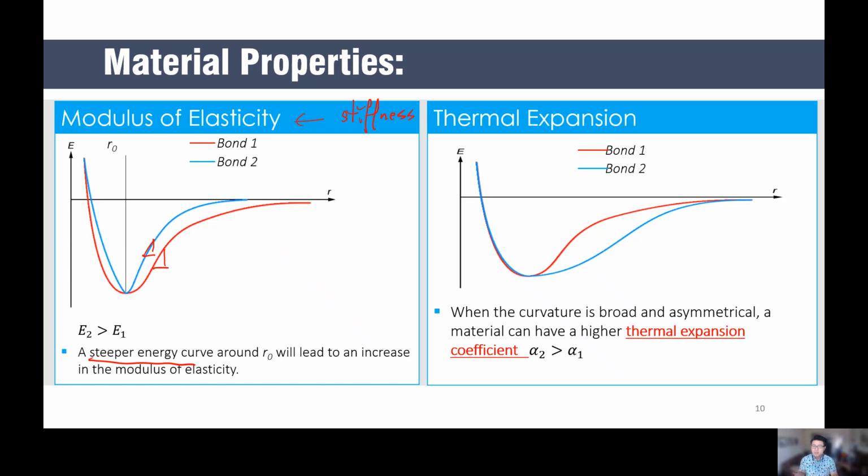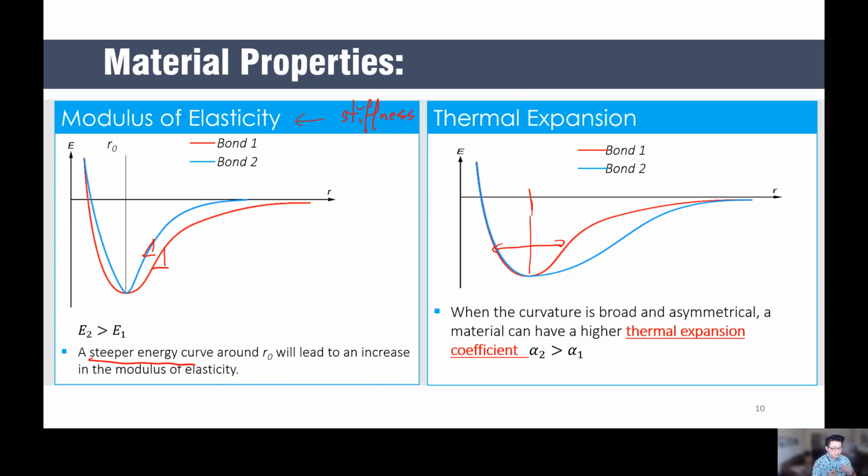So why does one material have a different thermal expansion coefficient from another? That's related back to the curvature of the curve. We won't go too much into it here. I just want to give you an appreciation. But if a material has a symmetric attraction and repulsion side of this potential curve, then the thermal expansion coefficient will be very small.